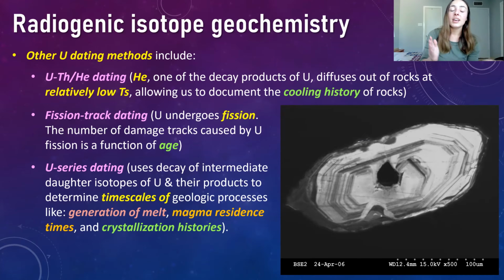That's it for the geochronology section of this video. Now I want to get into how we can use isotopes to determine the source of magma that formed a specific rock and how we can track those sources.